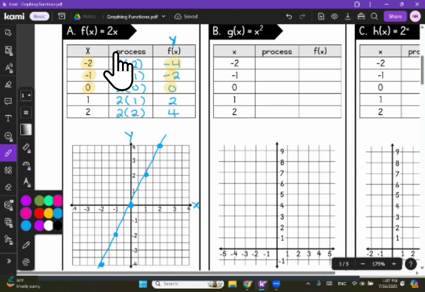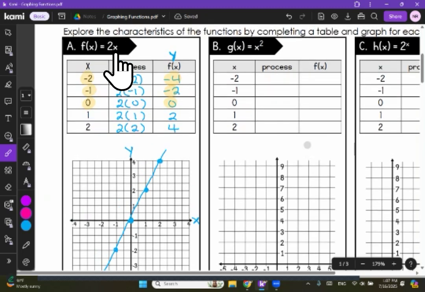Let's see what happens with the next one. With the next one, they want us to square the input. So take the number and square it. So -2 times -2 is +4. -1 times -1 is +1. 0 times 0, 0. 1 times 1, 1. And then 2 times 2 is 4.